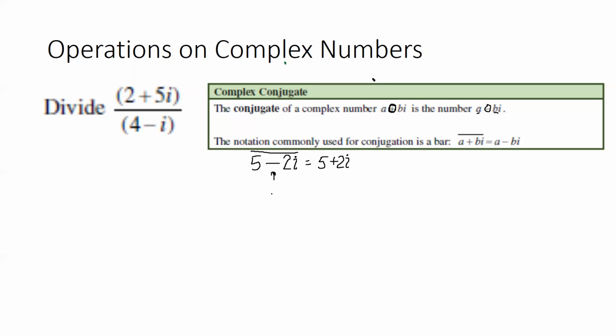Now, let's do some that are not as obvious. Suppose I had something like 7i. And I wanted to know what the conjugate of that is. It's not obvious, but it's going to be negative 7i.